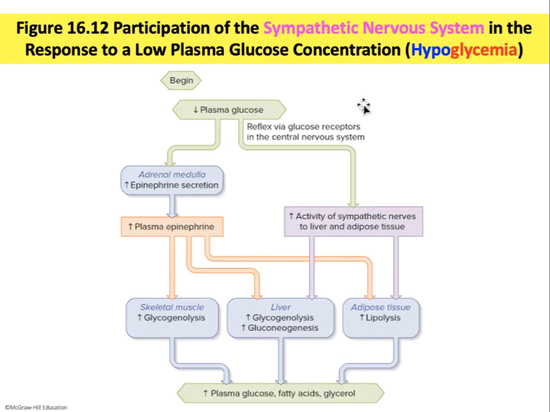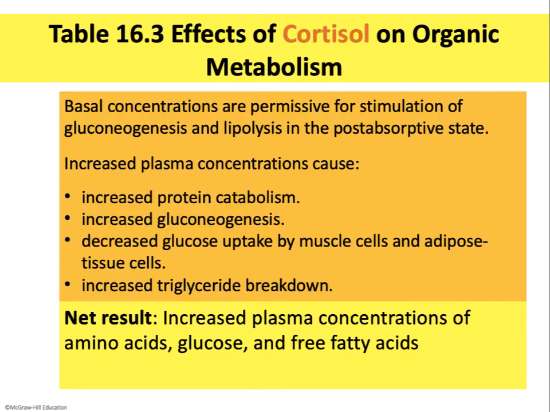The sympathetic nervous system can also jump in when the hypoglycemic state is reached, and it can activate adipose tissue to increase lipolysis, and at the same time the liver to perform glycogenolysis. So that's the breakdown of glycogen into glucose, and also to increase gluconeogenesis. That's the generation of new glucose from substances other than glycogen. Indeed, the hormone cortisol also has a role in this equation, and that's listed here in table 16.3.